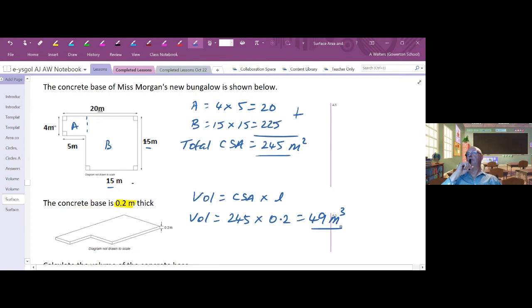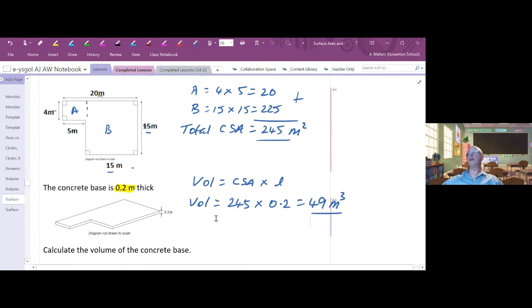Okay, so we worked out the floor area by splitting it into an A and a B. We put a big add up sign to show we're adding them. We've got a total cross-sectional area. And then we multiply that area by the thickness, which is 0.2 meters, and we got 49 meters cubed.